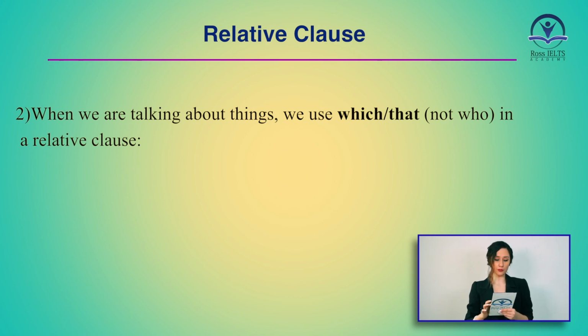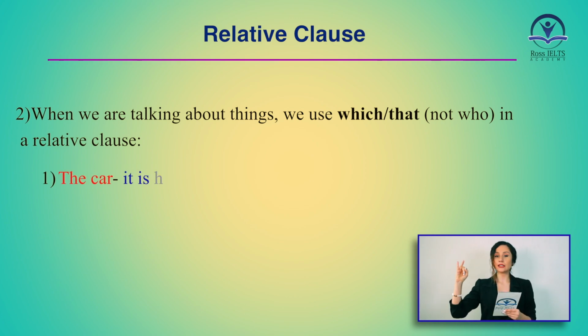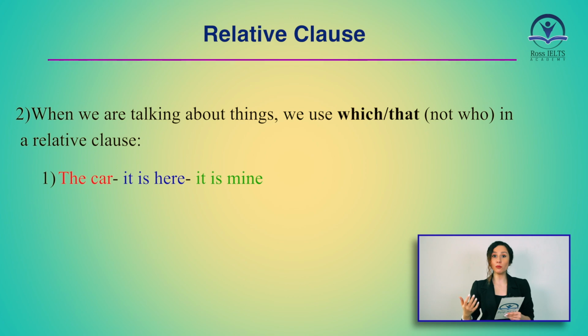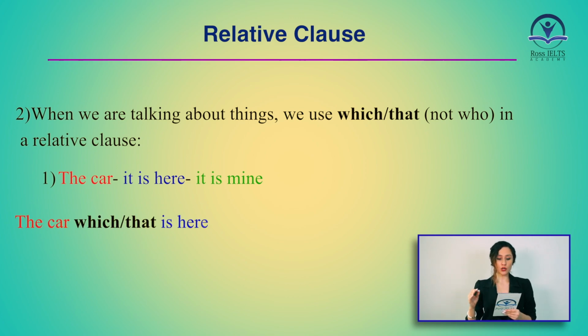For example, you have this sentence and it is in three different parts. The car, it is here, it is mine. Now I want to link them together to make a very complex structure. The car which or that is here is mine. So here I have one complex sentence which is not very long but brings me a very good score in grammar.